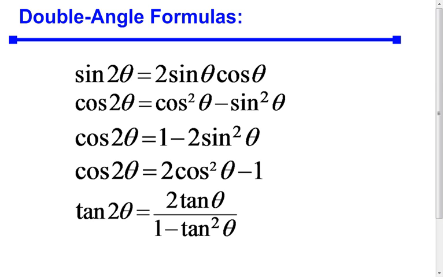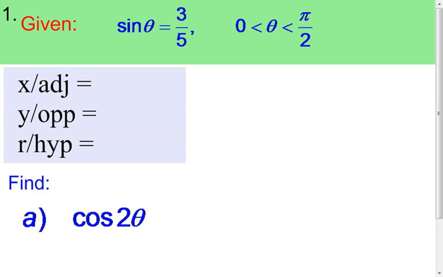And then here's the double angle formulas. Notice that there are 3 formulas for cosine of 2 theta, and any one of them is fine and interchangeable, so you can pick when it comes that time. All right, here's the first problem that we're going to do.